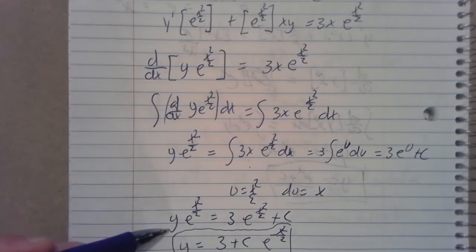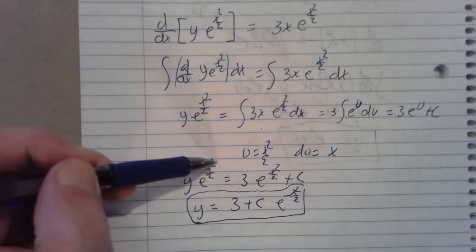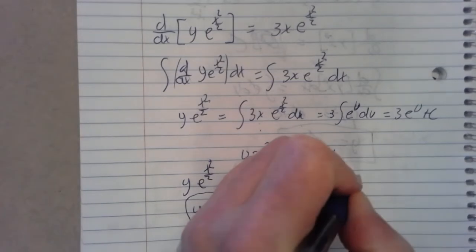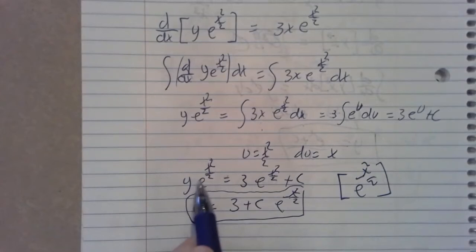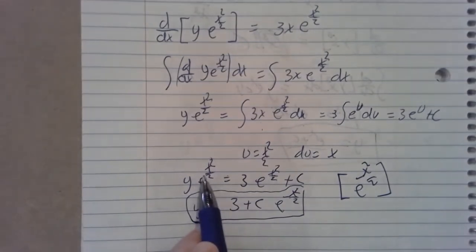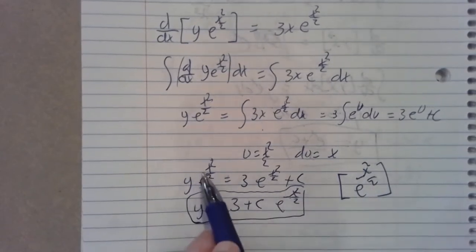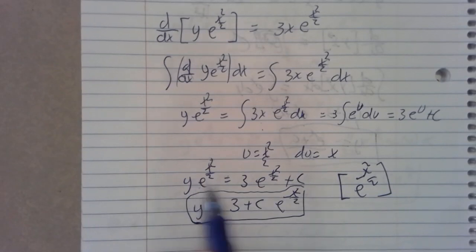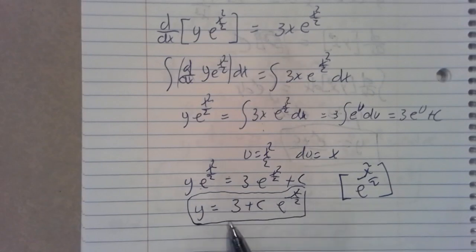Then our goal was to solve for y. So you could think of it as I'm dividing by this factor here, or you can think I'm multiplying everything by e to the negative x squared over 2, both sides. That will cancel out this. Remember, to multiply like bases, add the exponents. You get an exponent of 0, e to the 0 is 1. So multiplying through by e to the negative x squared over 2, we get y equals 3 plus c e to the negative x squared over 2.